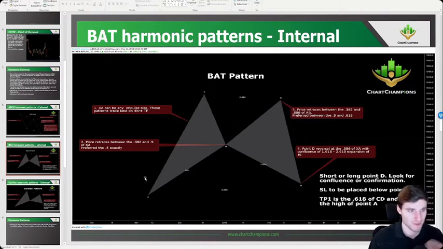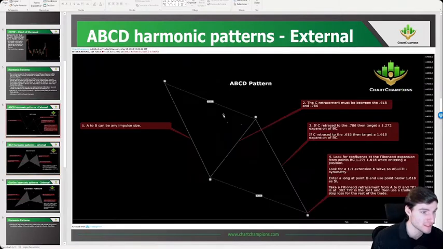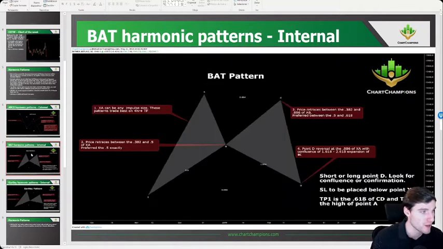If you want to think of Elliott waves, you could say this is 1 2 3 4 5, this is an A B C correction, and then you move up high, if that helps. So yeah, take profit. This is slightly different from the ABCD. Remember on that one we took our take profits from the high to the low. On the bat you're going from C to D. So take profit 1 is the 618 of C to D. Take profit 2 is the high of A.